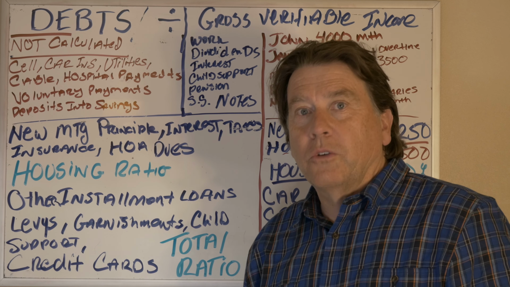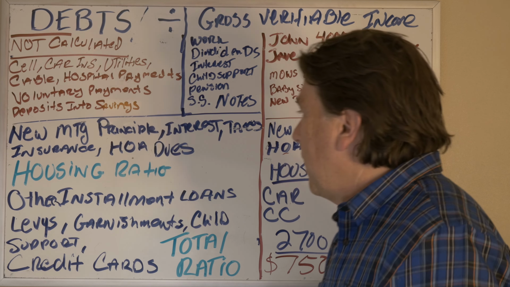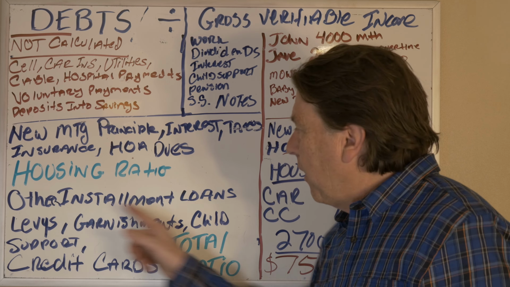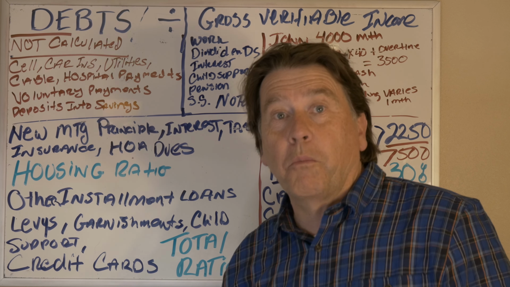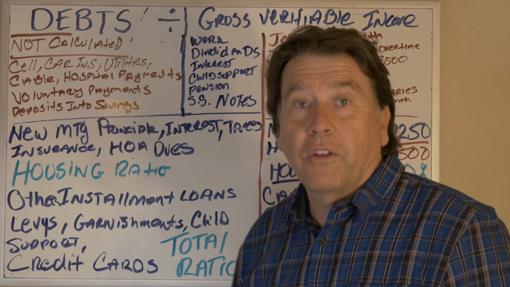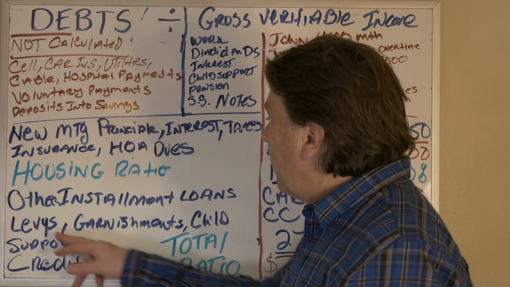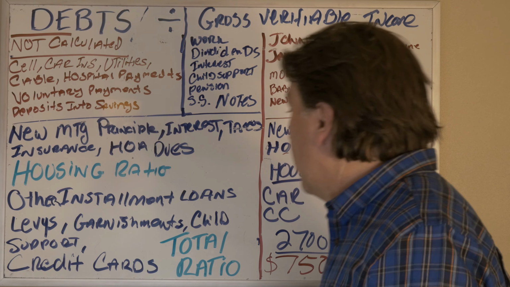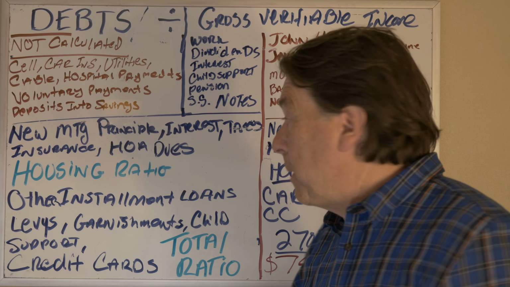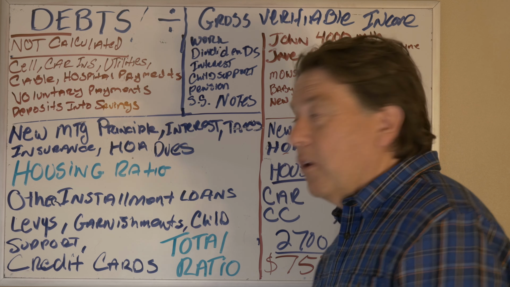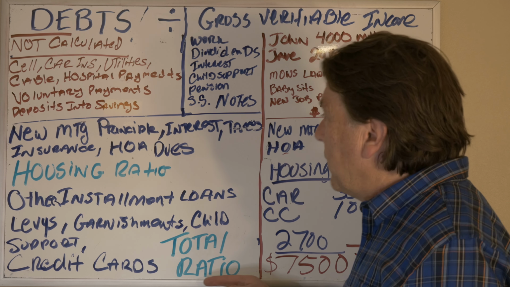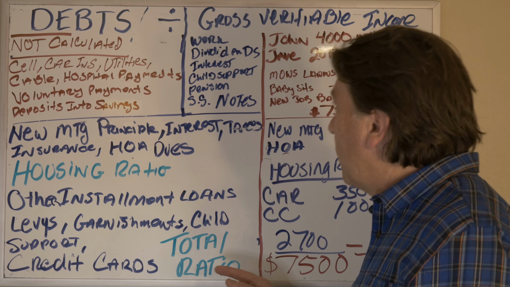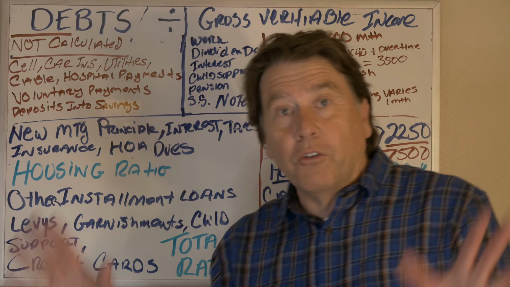Now, the other ratio is what you call your total ratio. And that's going to include the payments in the housing ratio plus other installment loans. Let's say you have another mortgage loan, or a personal loan, something like that. If you have levies or garnishments, some legal issues, that's going to show up on there too. Child support, those monthly payments, and then credit cards. So that's going to total what they call your total ratio. So it's your housing ratio plus all these other items, which equals the total ratio. Okay, so those are your debts.